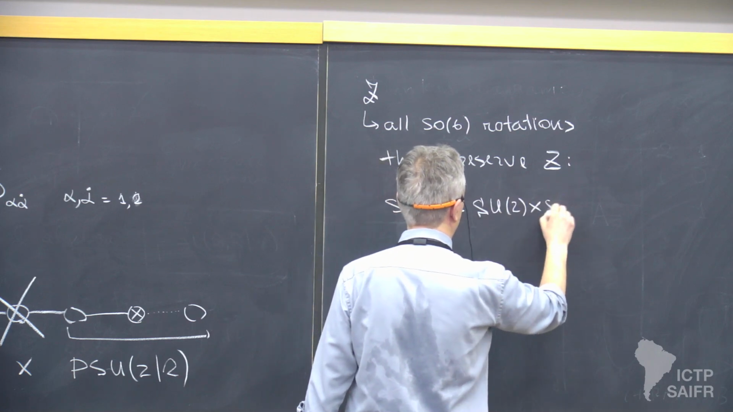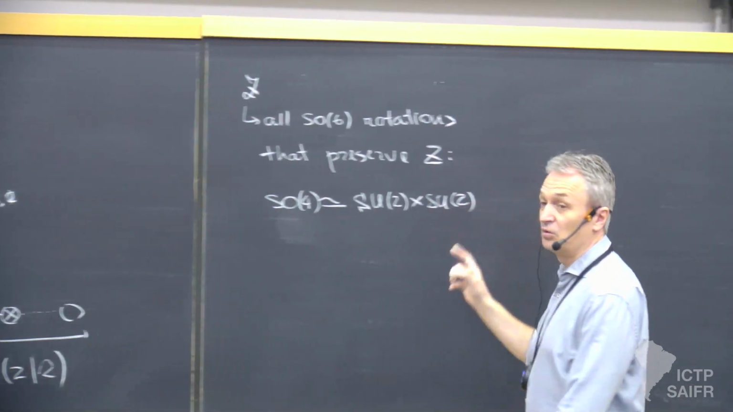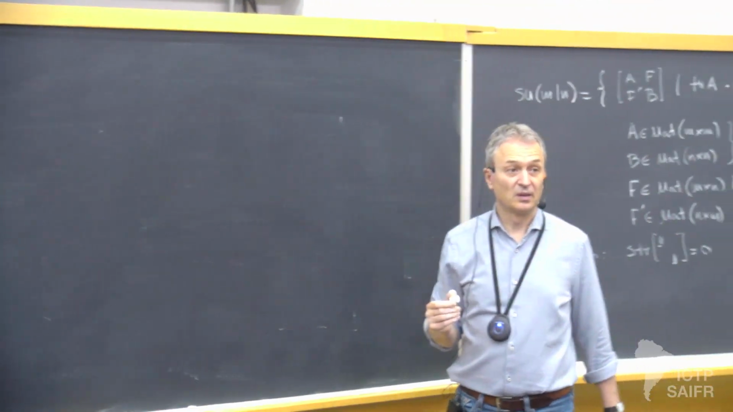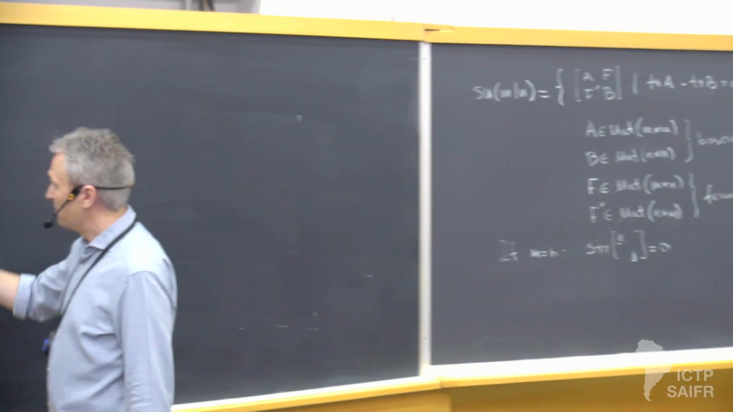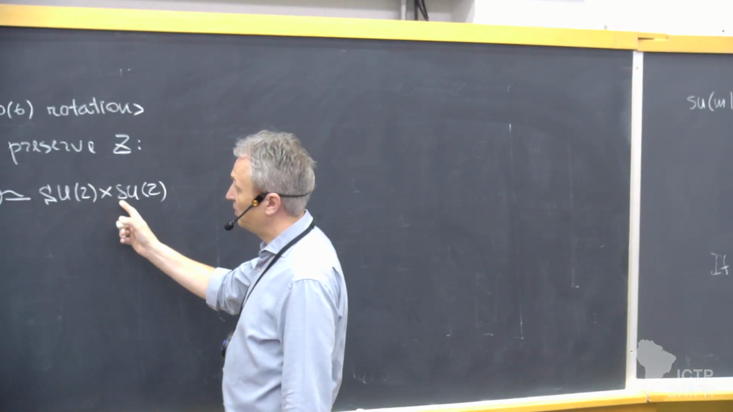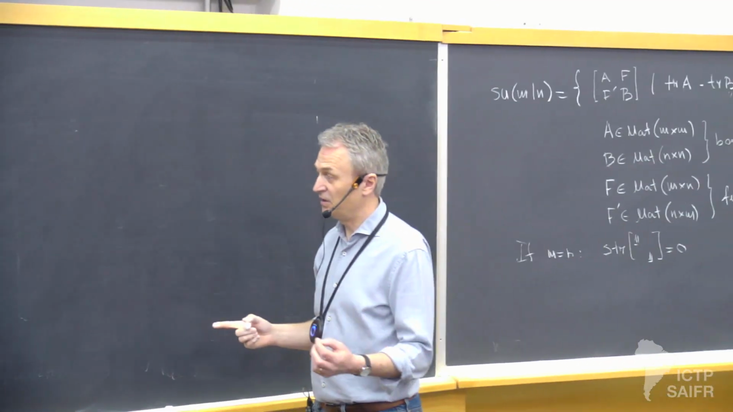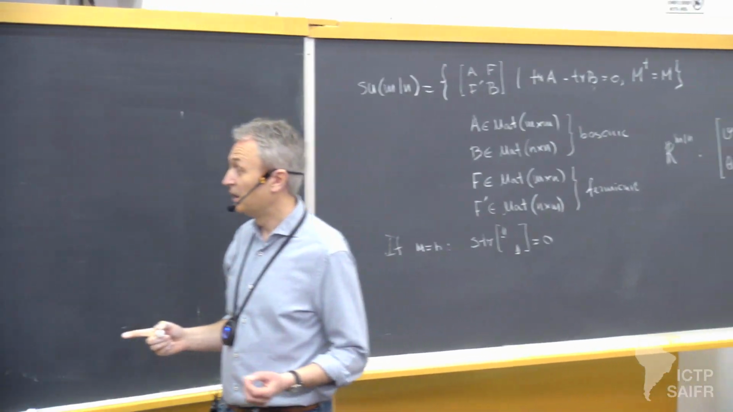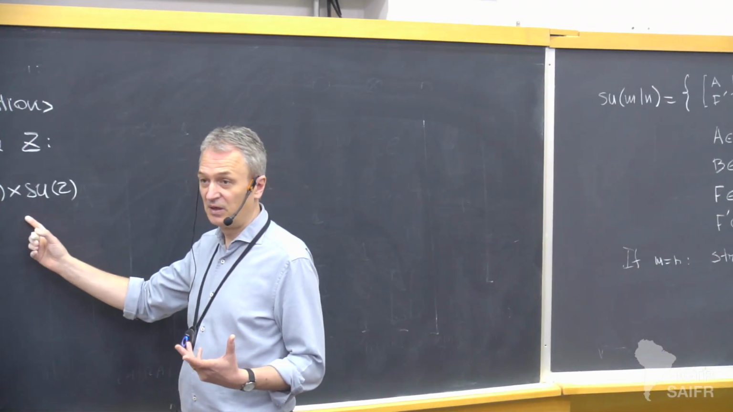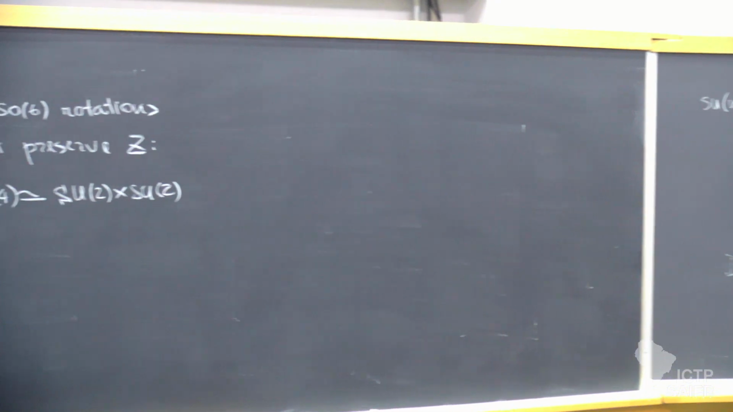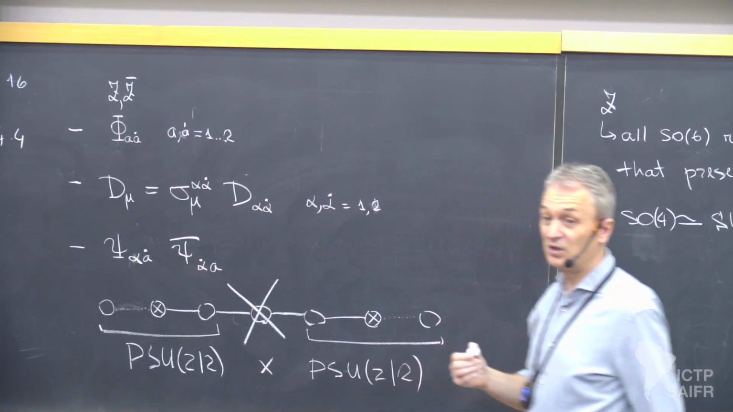roughly speaking, SO4 is SU2 cross SU2. So the symmetries that are preserved by picking one of the fields, Z, are a product of two SU2 algebras. And these are precisely the algebras that rotate these two indices. So these are the indices of the unbroken SU2.